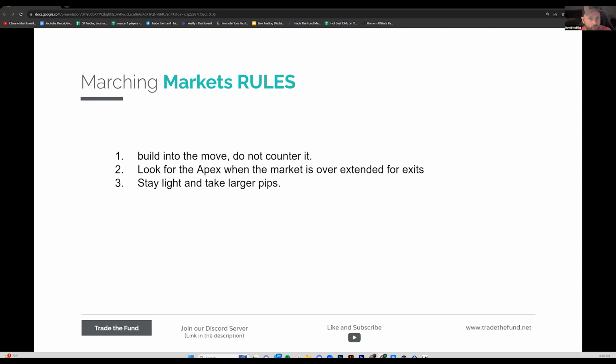You're not going to get a pullback, but you definitely will get a stall. And if you get a stall that fails to come back 50% of the previous candle, that is a good place to build in to that marching market.